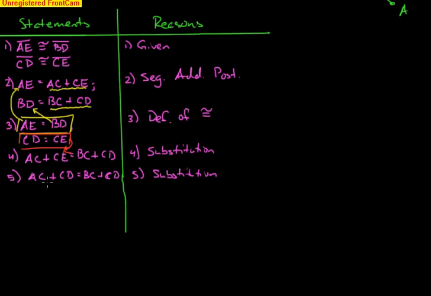Let's go ahead and subtract the CD from both sides using the subtraction property. So we get this next step that says AC equals BC. And what we do, we use the subtraction property.